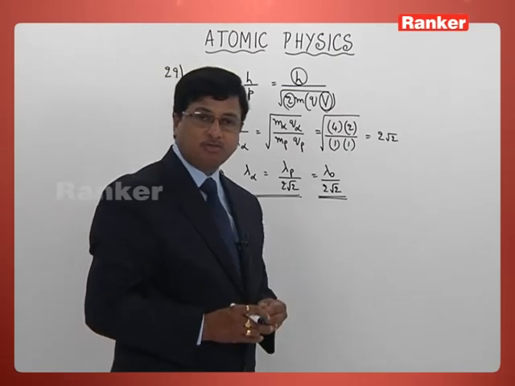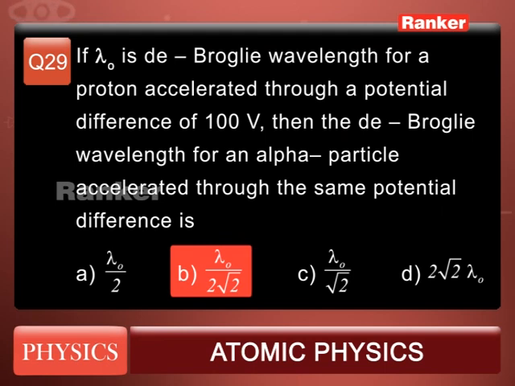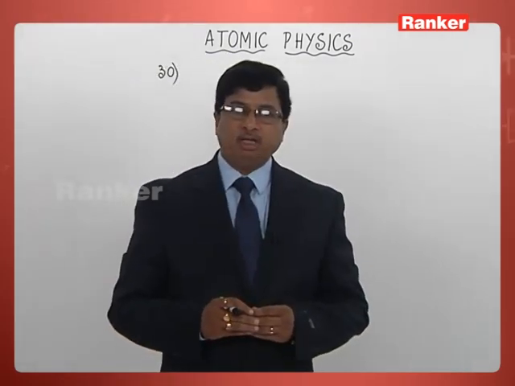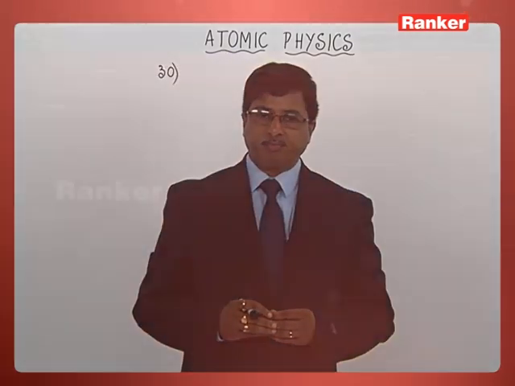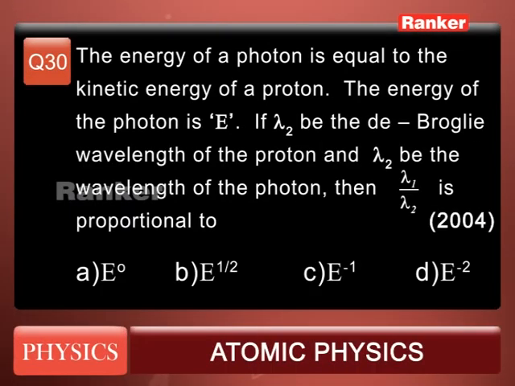So which option is true over here? The second option, lambda naught by 2 root 2, he has given. Therefore the correct answer for this particular question, problem number 29, is going to be B. The next is problem number 30 for us. It's a wonderful model which was asked in 2004 in the screening examination of IIT. IIT screening paper 2004, they asked this question.